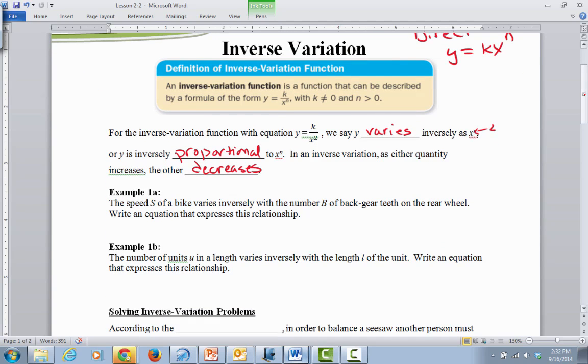So, example 1a. What we're going to do is we're looking at a speed of a bike, and it varies inversely with the number b of back gear teeth on the rear wheel. Write an equation that expresses this relationship. So we're looking at inversely proportional, so we have S equals K over B. K is the constant, B is the variable. 1b is similar to that. Let's see if you guys can take a second and set it up without watching me do it. Take a second to do that, okay?